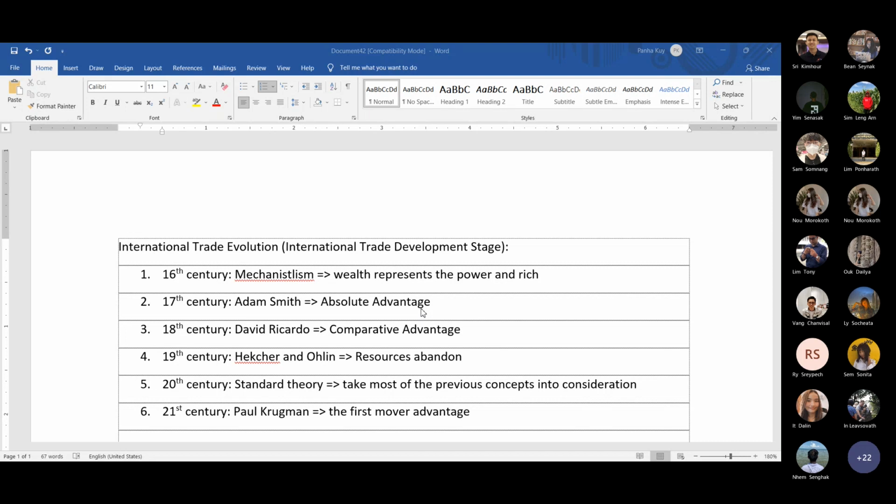Let's look at the result, to see who can produce better. If I produce 5 units but Kim Hua produces only 4 units, I have the absolute advantage in producing good A. If I compare good B, within 1 hour I can produce only 2 units of good B, while Kim Hua can produce 4 units of good B. So Kim Hua has the absolute advantage in producing good B. Ideally, this is how Adam Smith introduced it.